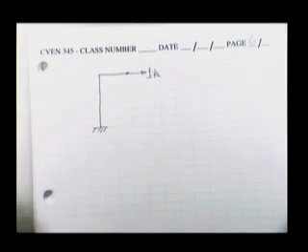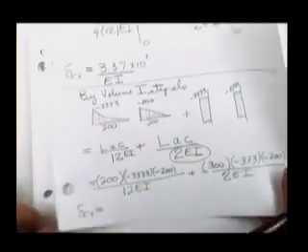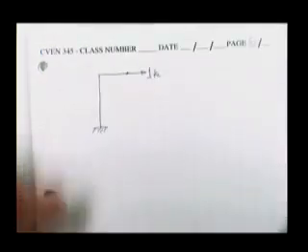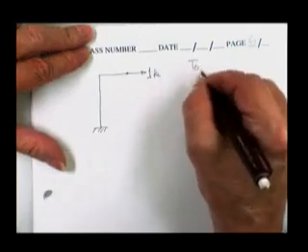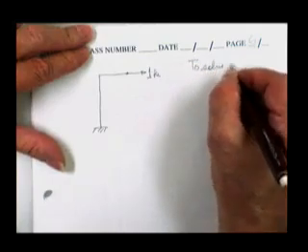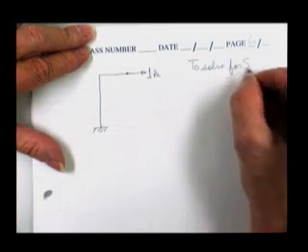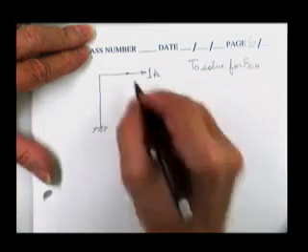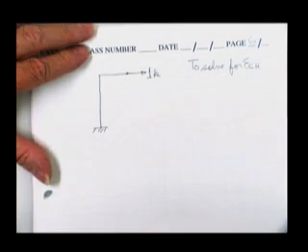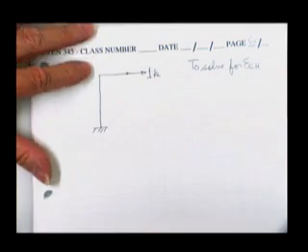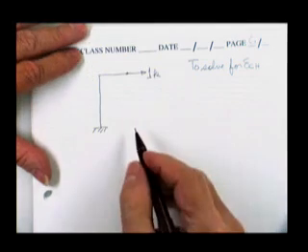I've got the vertical. I'm looking for the horizontal. To solve for delta C horizontal, I put the unit load at C and I put it in the horizontal direction. All right.